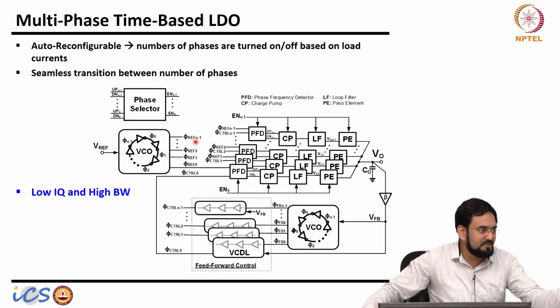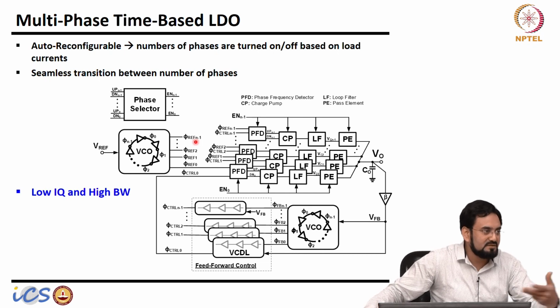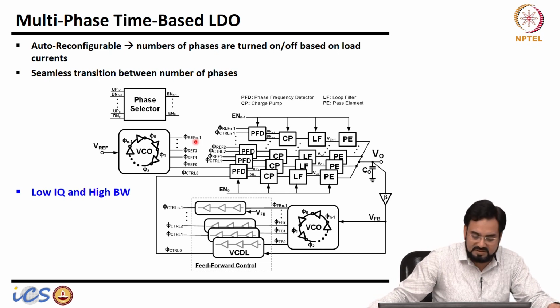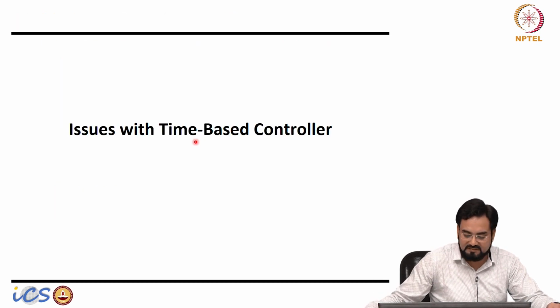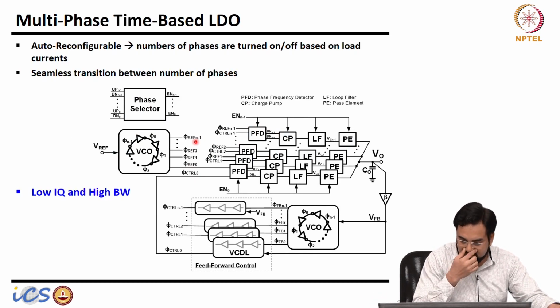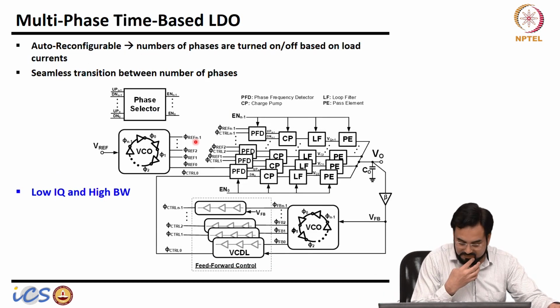It's a similar concept to what we used in DC-DC converters to reduce CV square F losses, if you remember, segmented FET. So the same concept is applied here. It will give you very low IQ with high bandwidth. This multi-phase work we also published last year. That was 2018, this was 2019. The multi-phase one.